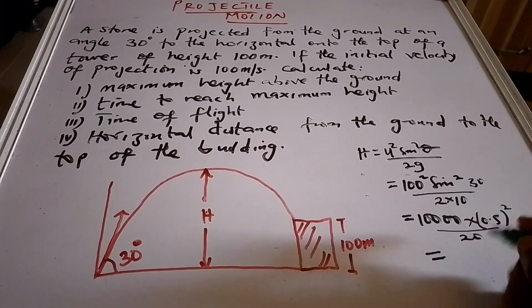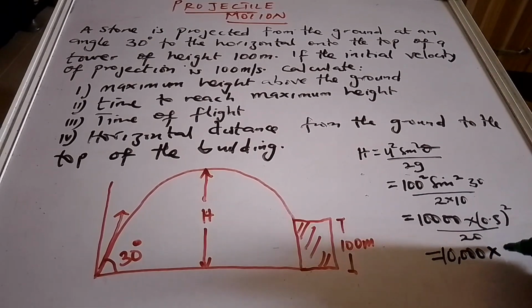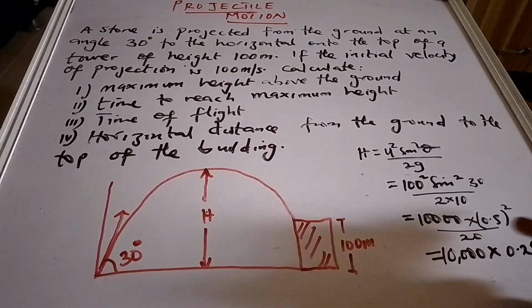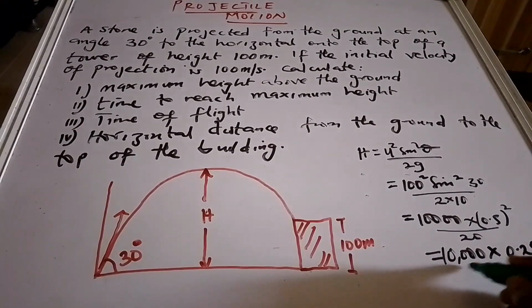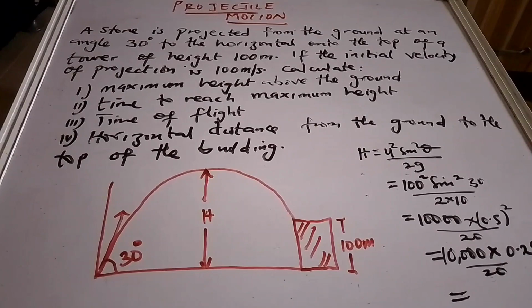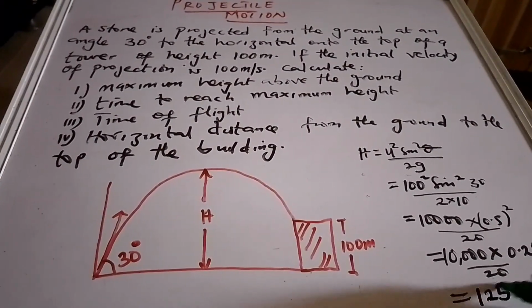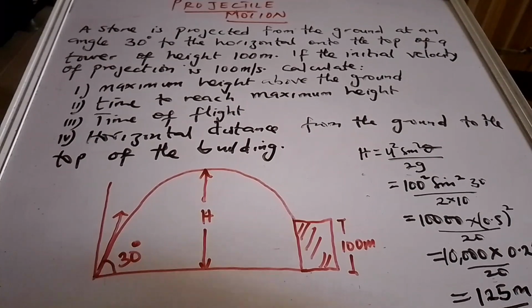So what's going to be our h? Our h is going to be 10,000 multiplied by 0.25, because 0.5 square is 0.25, then divided by 20. So let's find our final result. Our final result is going to be 125 meters. So our maximum height above the ground is 125 meters.